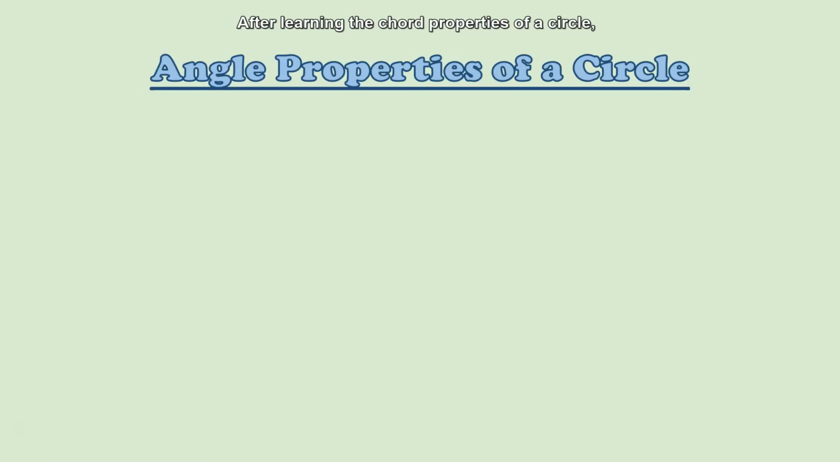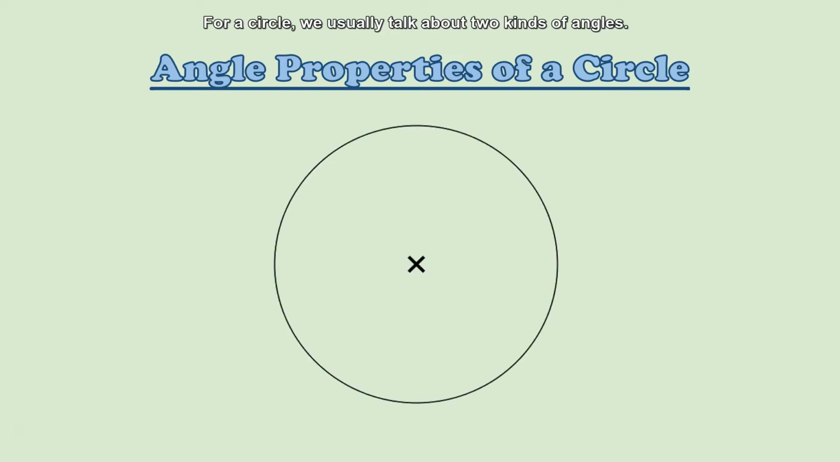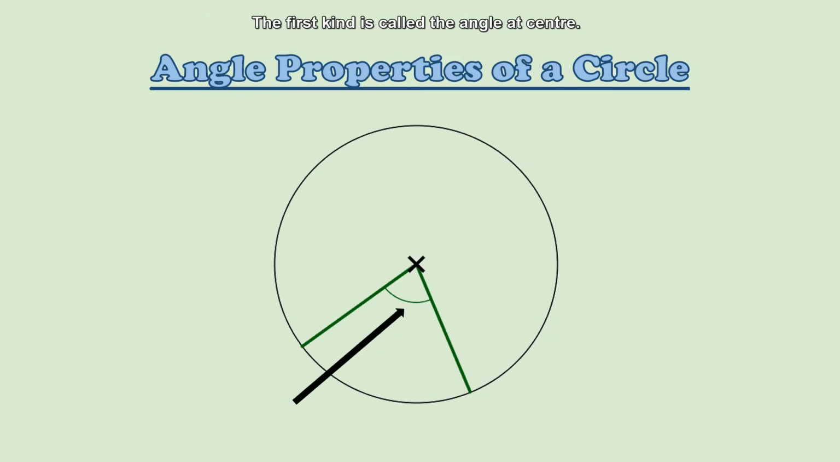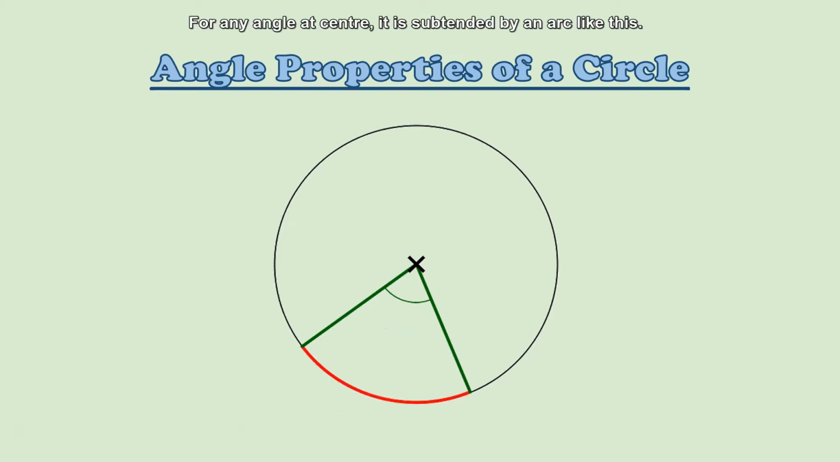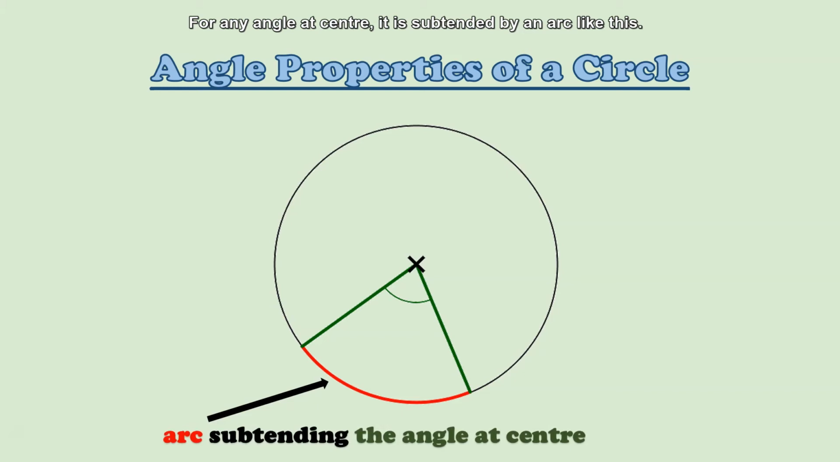After learning the chord properties of a circle, now we come to the angle properties of a circle. For a circle, we usually talk about two kinds of angles. The first kind is called the angle at center. That means the vertex of this angle is at the center of this circle. For any angle at center, it is subtended by an arc, like this.